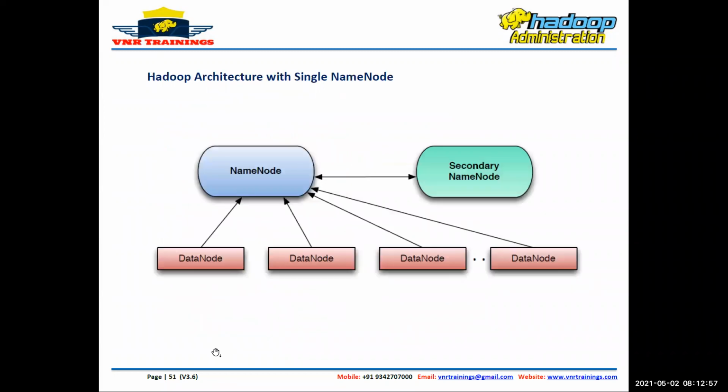So this is the architecture you have seen, guys. Will you agree with me? If you see Hadoop architecture with single name node, you have one name node, one secondary name node and multiple data nodes. Correct or not? Now tomorrow, if I want to expand the cluster, what can I add? Data nodes only you should add. You will be adding data nodes.